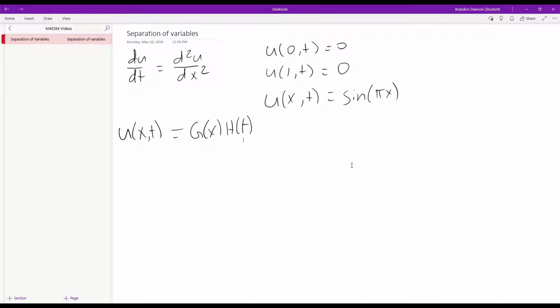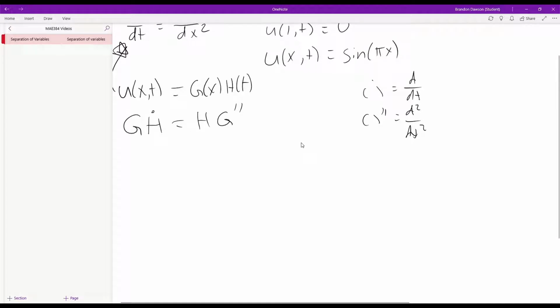So once we have done this, we're going to plug it back into our initial equation, in which case we have g times h dot, where h dot represents dh/dt, is equal to h times g double dot, where the dot is equal to d/dt and the double dot is equal to d squared/dx squared. Okay.